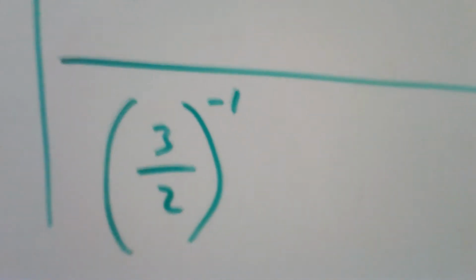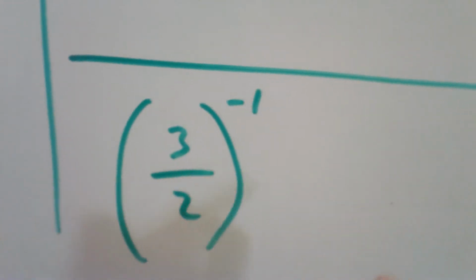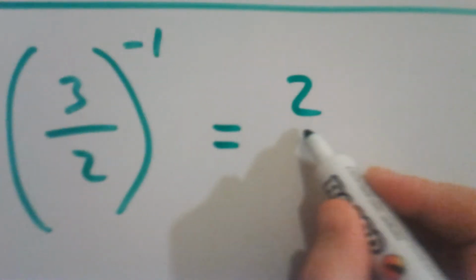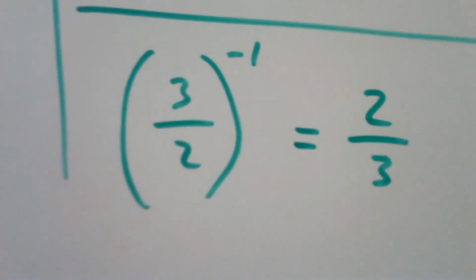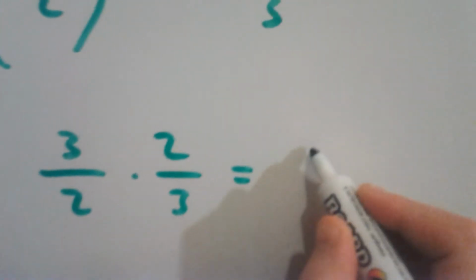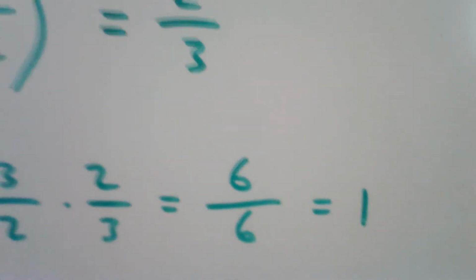Now, what would be the inverse of 3 over 2? Well, it would be 2 over 3, as 3 over 2 times 2 over 3 is 6 over 6, which is 1.